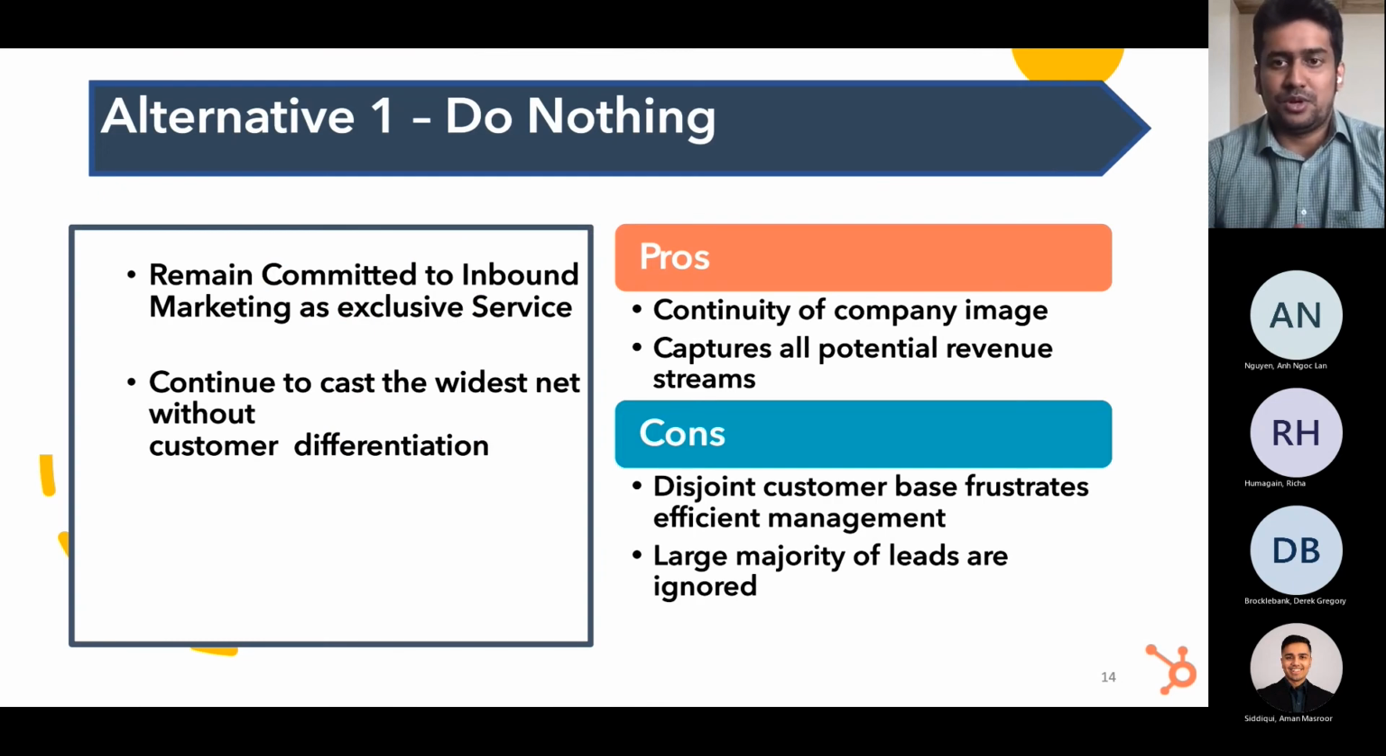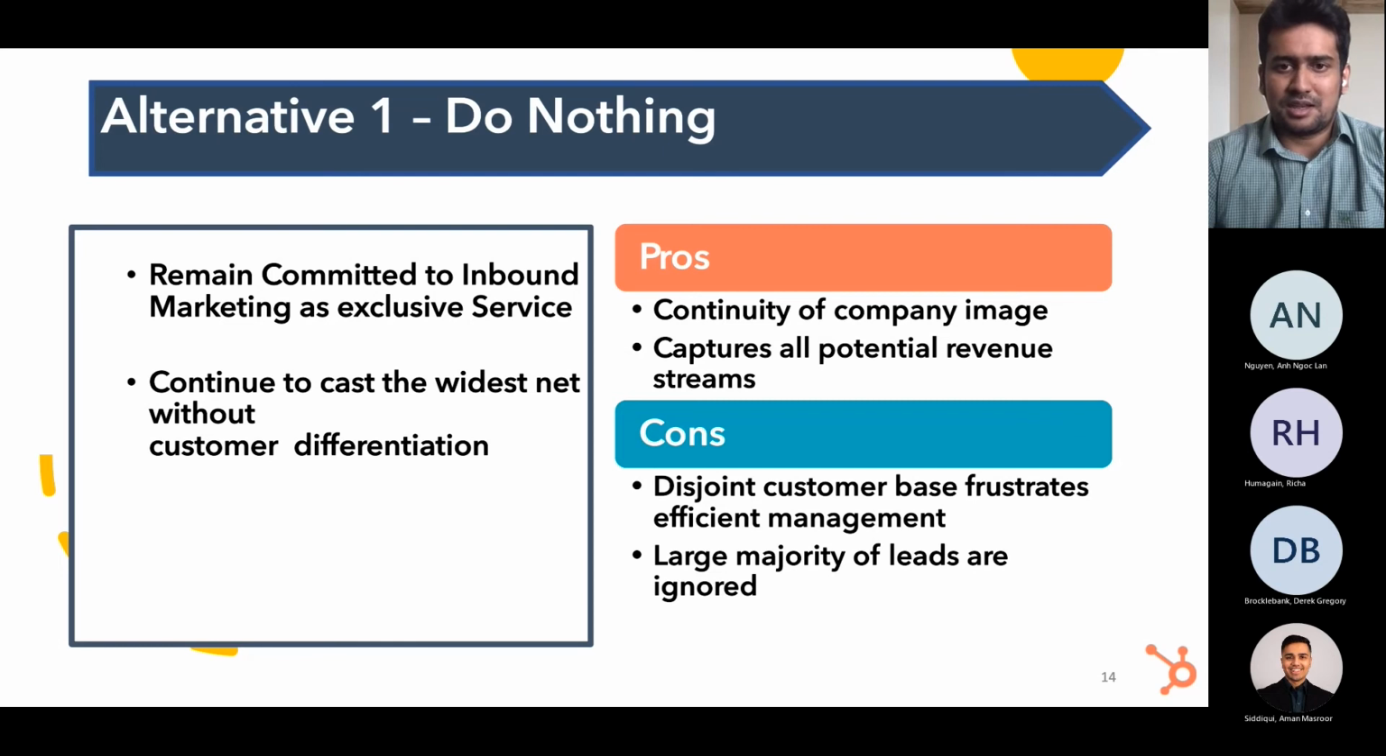First plan would be do nothing. So as illogical as it may sound, it can be one of the best decisions that we can take at this moment. We can remain committed to inbound marketing as exclusive services and continue to cater to our diverse customer base. Why can we do that? Because we are already at the 1,000 customer mark, and the growth has been amazing so far, and it is because of what we started with, and that was inbound marketing.